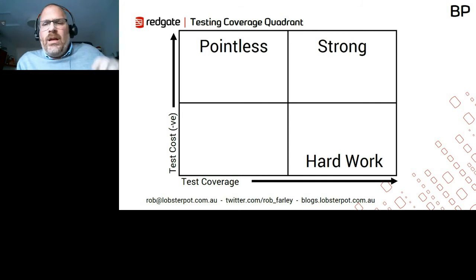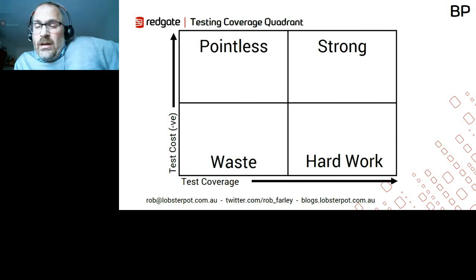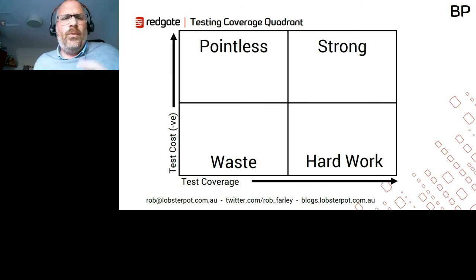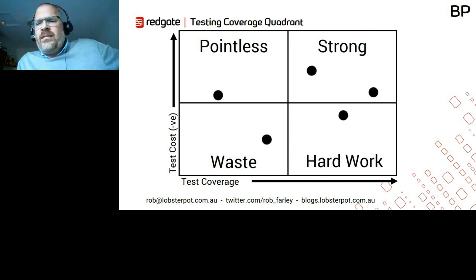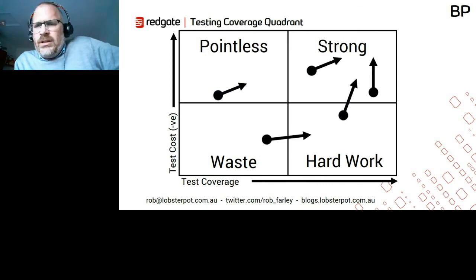It's not really worth anything, but it's not wasteful. Where we've got something that's expensive and it's not even doing much coverage, then yeah, it's a waste. You shouldn't be spending time on those things. With these, you'll end up with dots all over the place. But on this, the arrows will go in both directions.